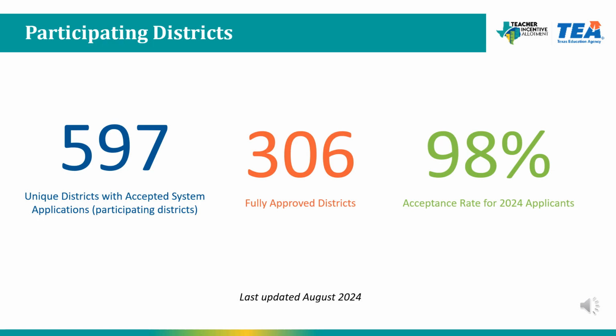We currently have 597 unique districts with accepted system applications. In spring 2024, TEA received 121 new TIA applications for a local designation system. 98% of those district applications were accepted, and those districts are now beginning their first year of implementation.